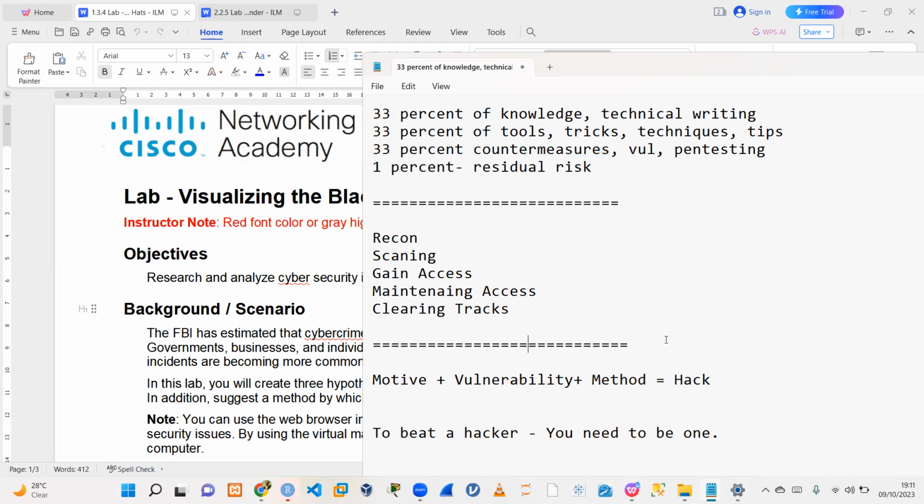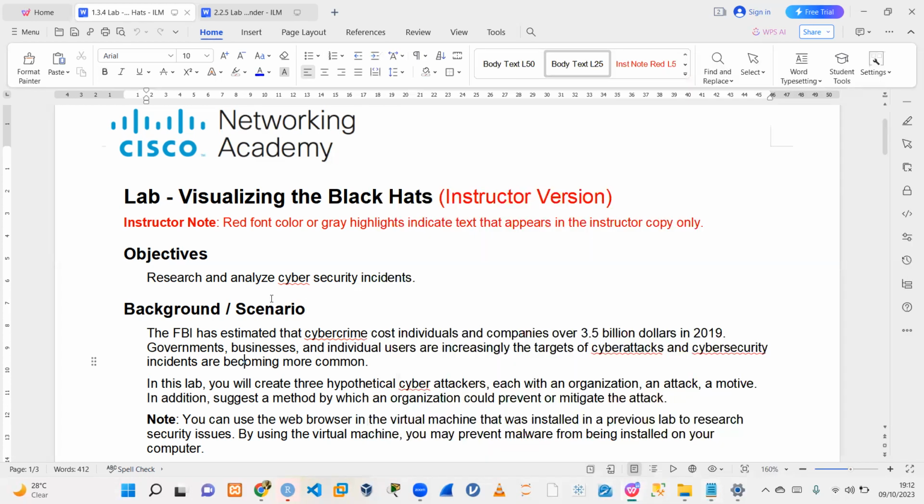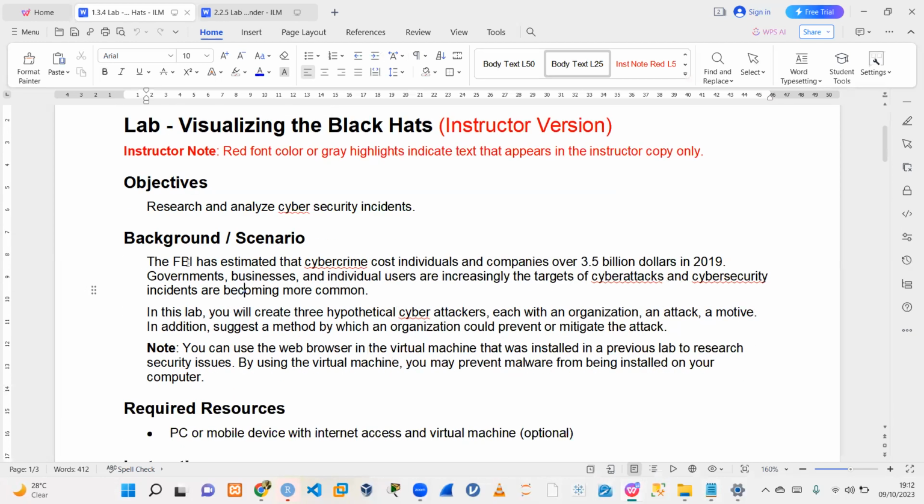Sophia mentioned threat actors. At times we call the attackers themselves threat actors, as in the people that are responsible for the threats that we have, right? So this lab has to do with visualizing the black hat. I have a question.